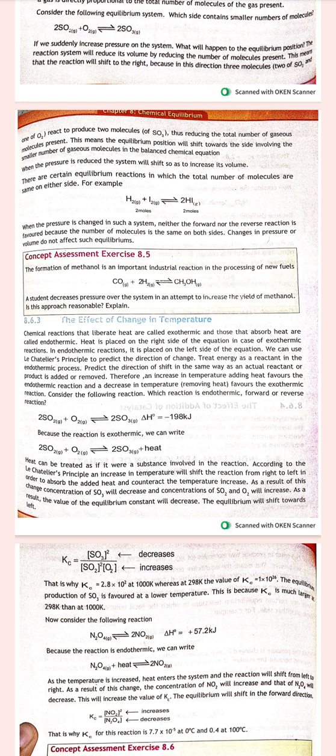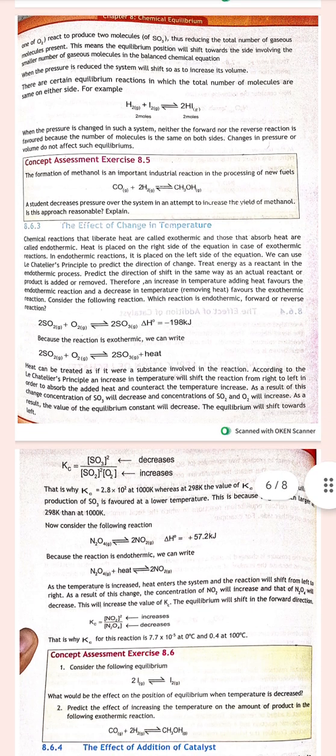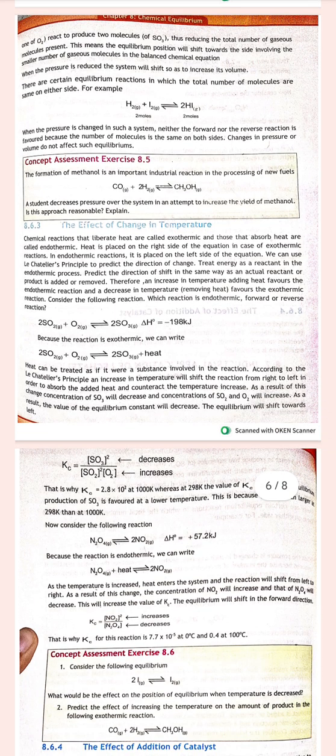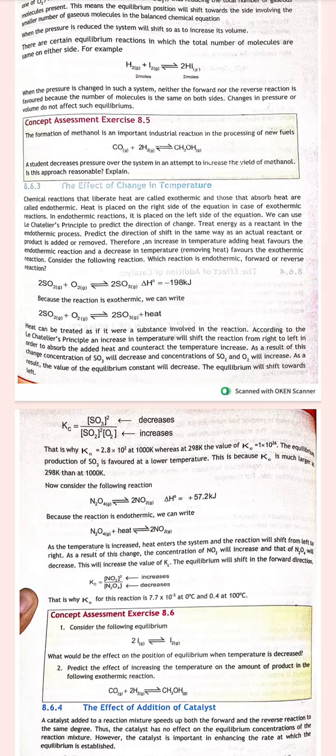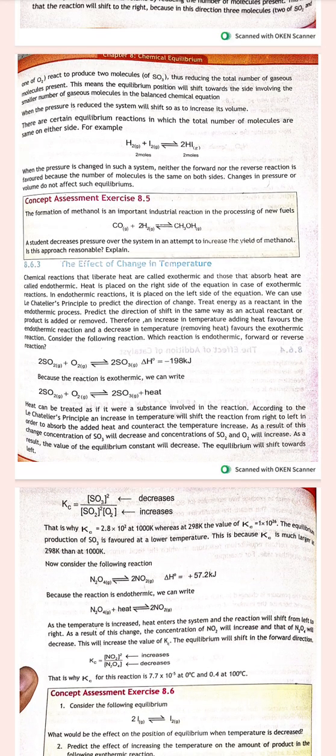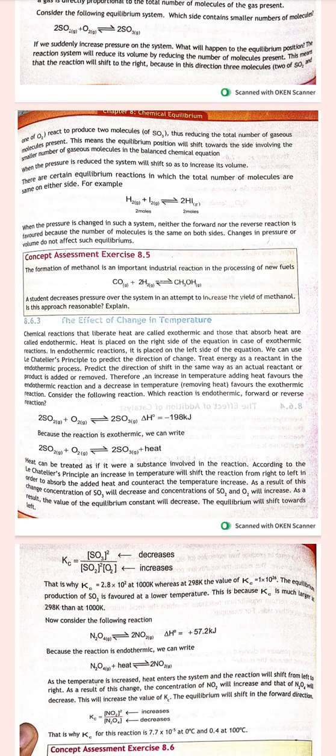And when the pressure is reduced, the system will shift to increase in volume. So, the reaction will move in the backward direction. Now consider H2 plus I2 gives us 2HI. When the pressure is changed in such a system, neither the forward nor the reverse reaction is favored because the number of molecules is the same on both sides. Changes in pressure or volume don't affect such equilibria. So it only affects the equilibria that have unequal moles of products and reactants.